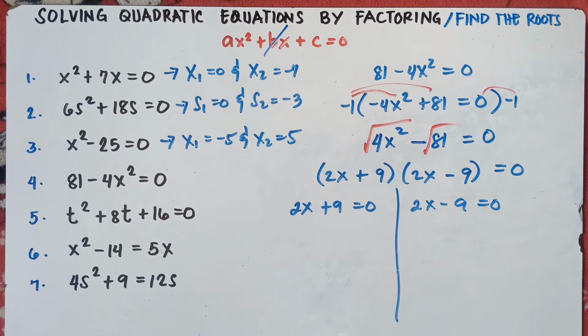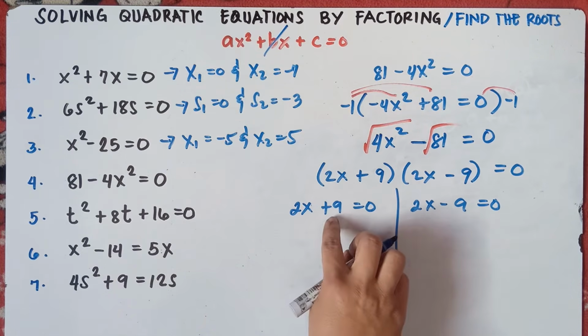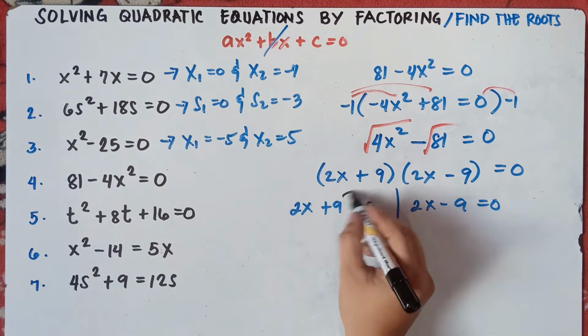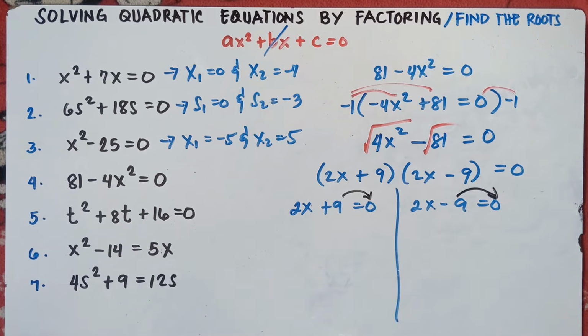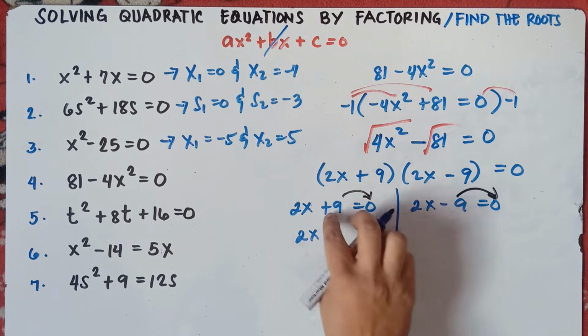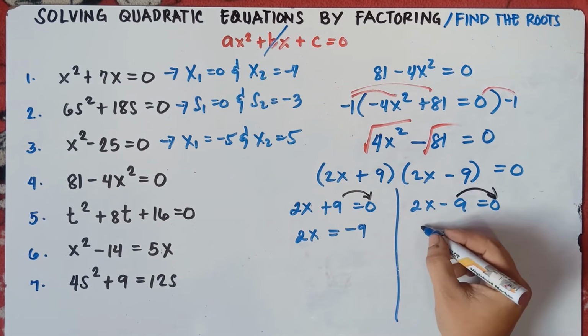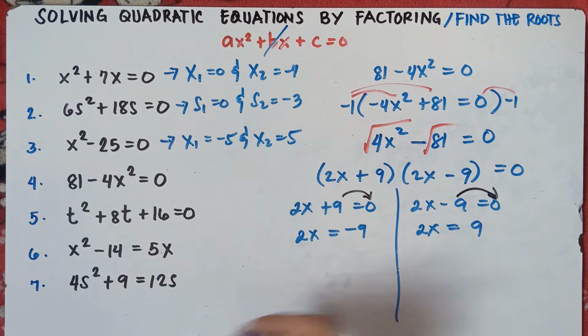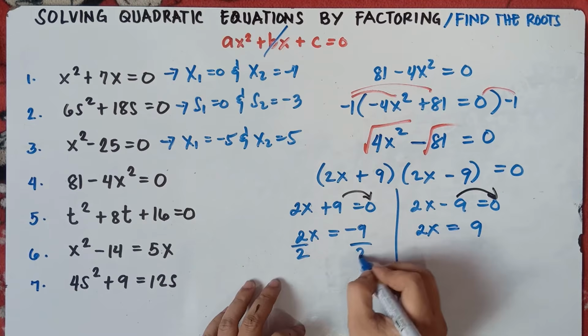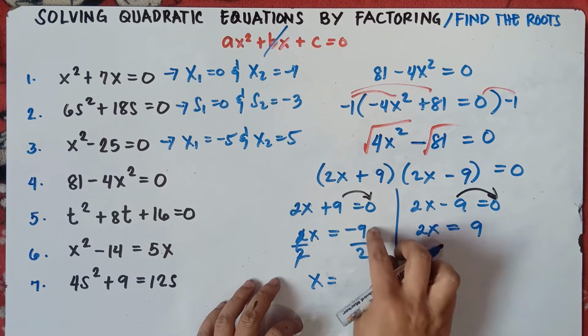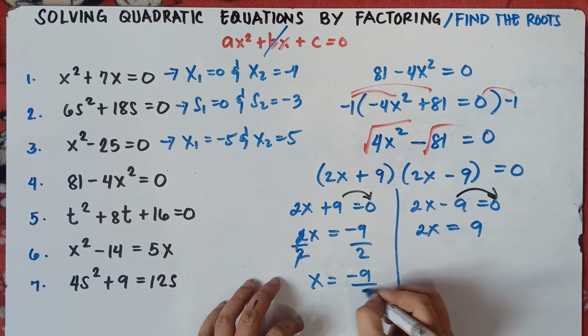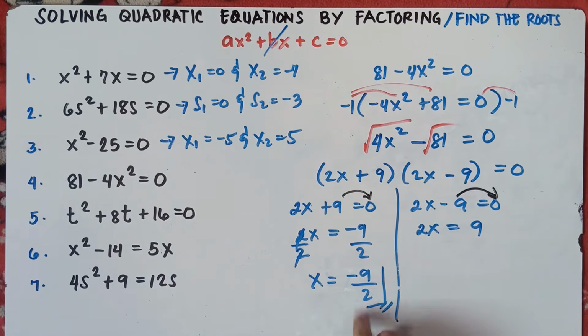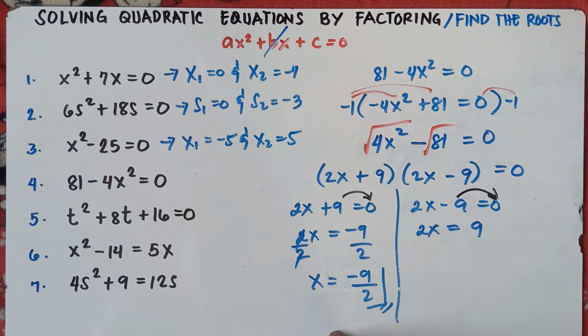So for your x sub 1, we transpose this from left to right. So this will be 2x equals negative 9. For the other, 2x equals positive 9. To get the value of x, divide both sides by 2. So x equals negative 9 divided by 2. We're not allowed to have a decimal answer, so just simply copy negative 9 over 2.